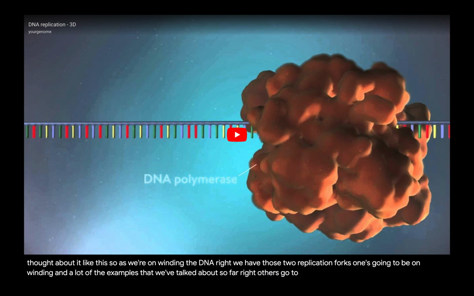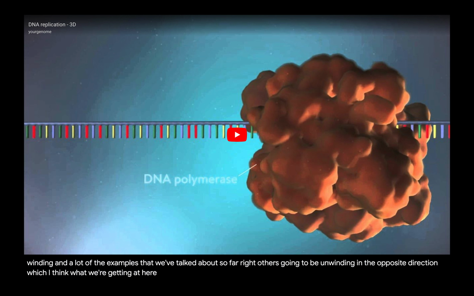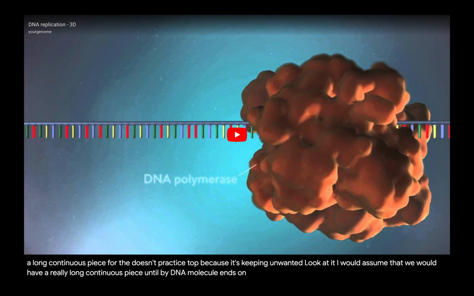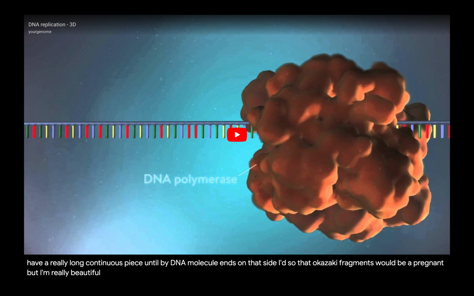The other is going to be unwinding in that opposite direction, which I think is what we're getting at here. That lagging strand, as it's unwinding to the right, becomes a long continuous piece because it doesn't have to stop, because it keeps unwinding, right? I've never thought about it. I've never looked at it. I would assume that we would have a really long continuous piece until that DNA molecule ends on that side. And so that Okazaki fragment would be a fragment, but a really, really long fragment.